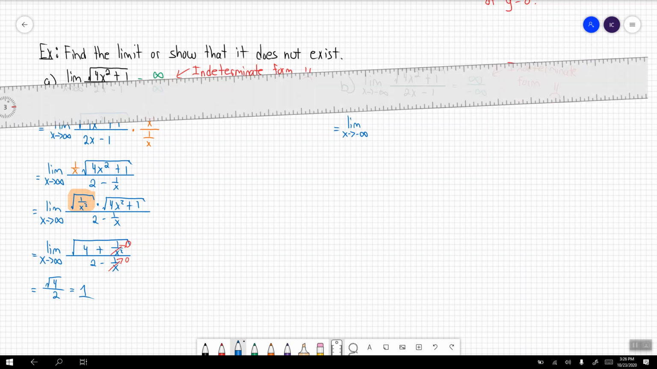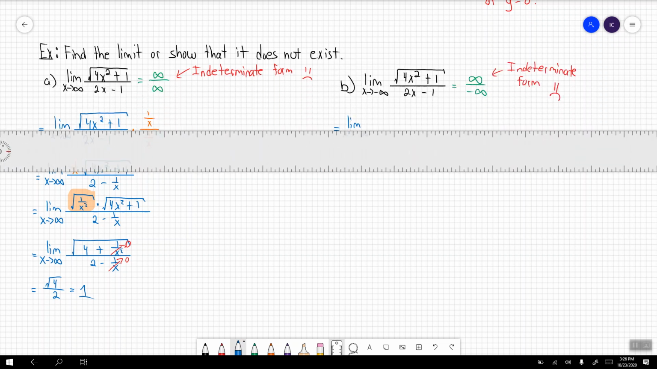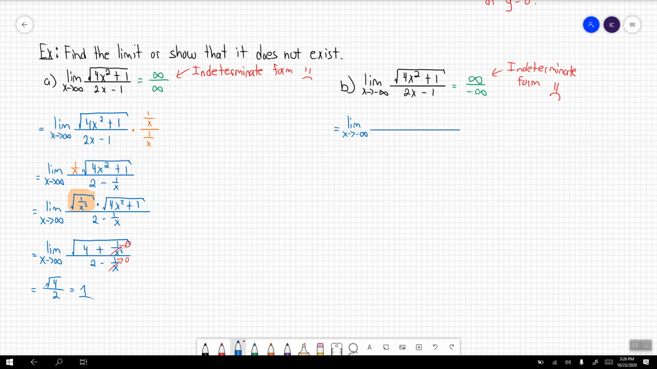For my numerator, I'm going to take a slightly different method here. I'm not going to multiply by 1 over x. Instead, what I'm going to do is factor out a certain variable. From the numerator, I'm going to factor out the variable of x squared. That's one of the variables that I want to keep in mind.